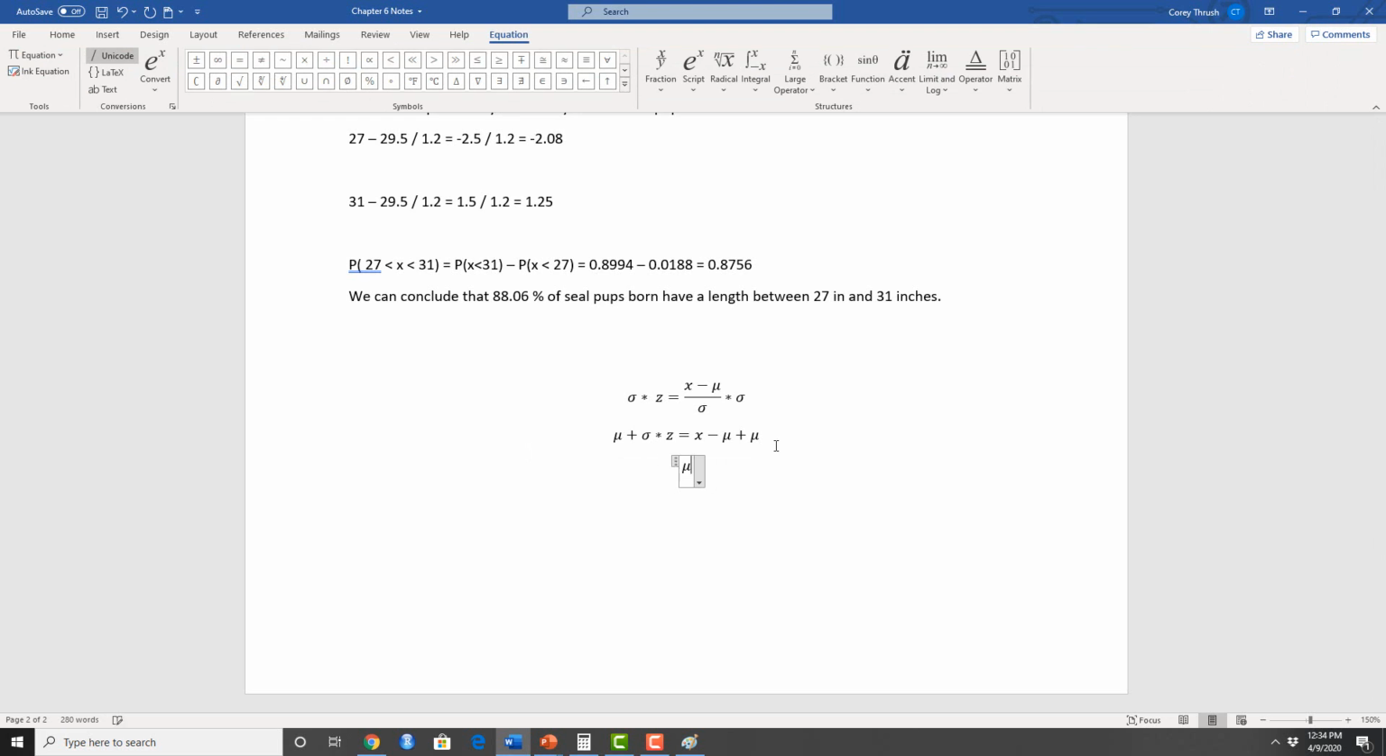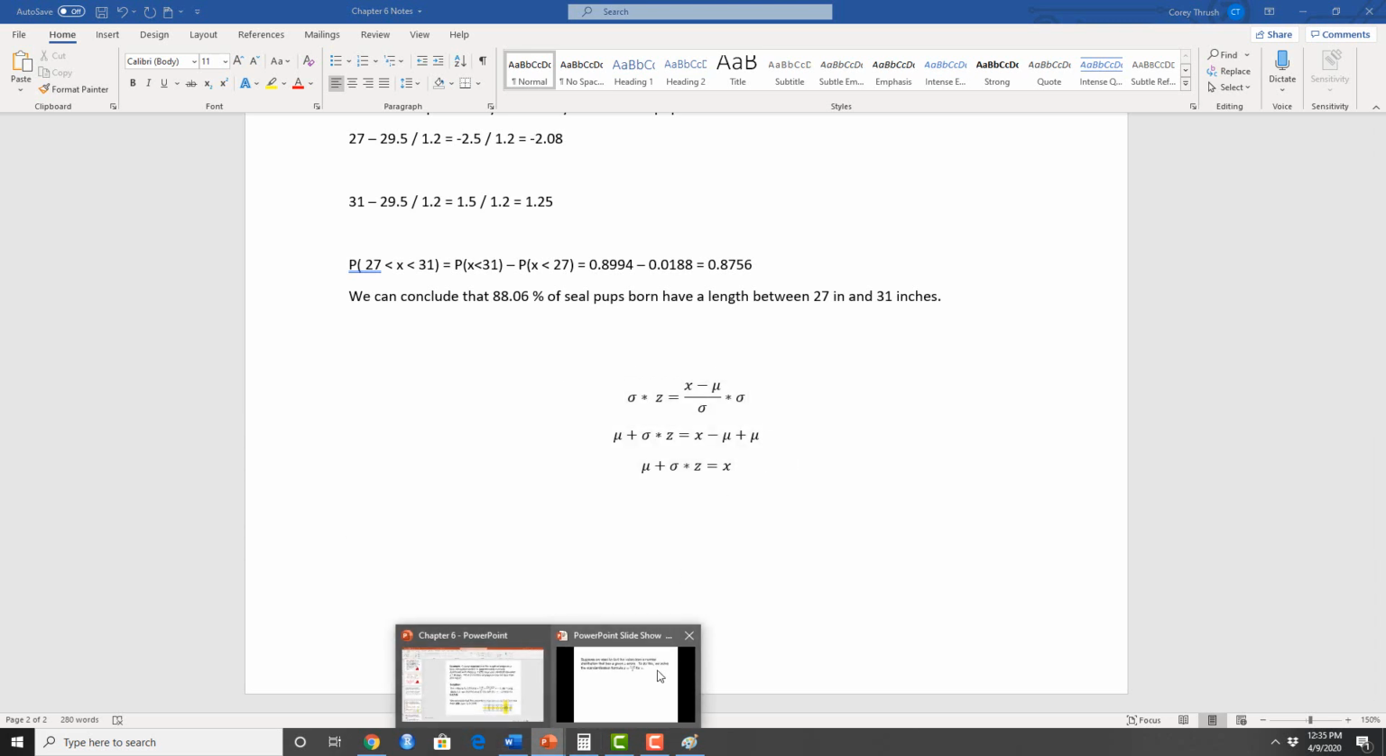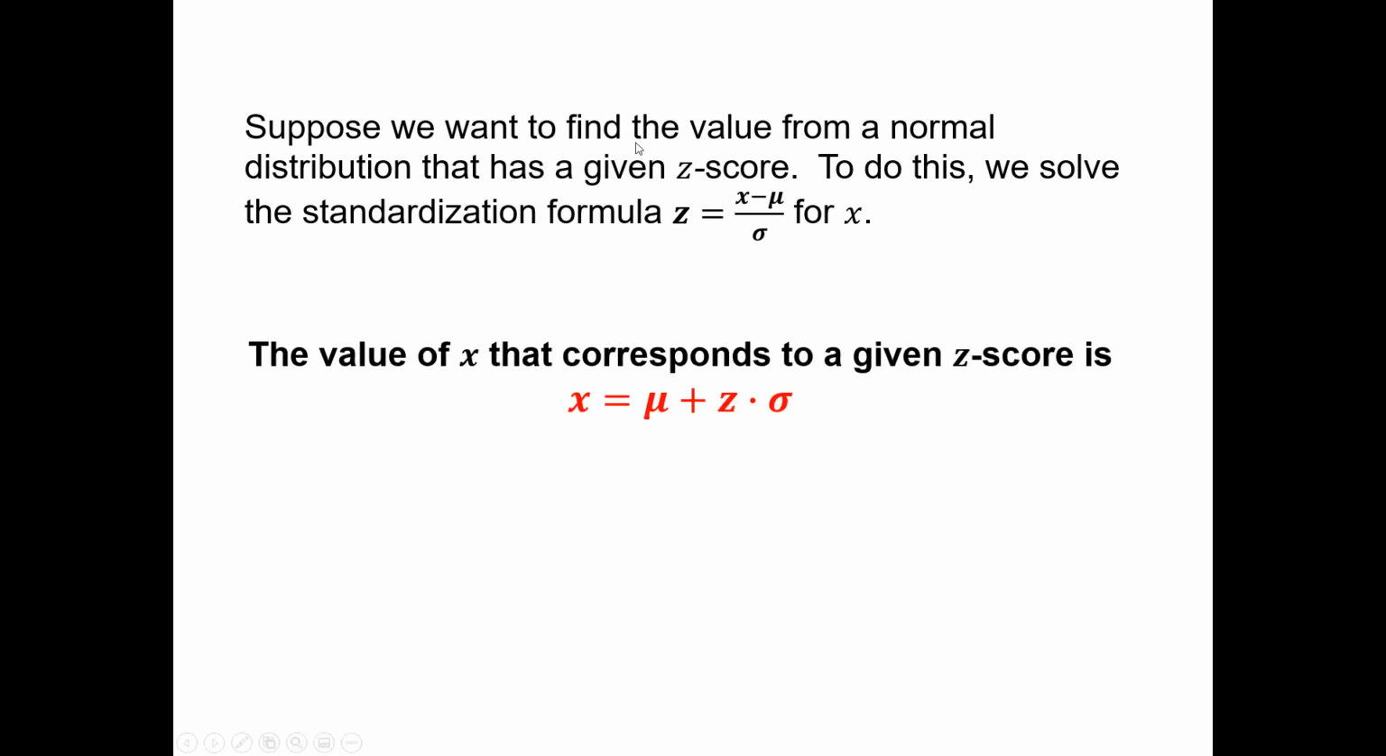mu plus, now remember, according to, please excuse my dear Aunt Sally, PEMDAS, that the multiplication goes first. So sigma times z equals x. So that's how we manipulate the z-score formula into solving for x. And if you have any questions about that, come talk to me during office hours or during class. So that's the same exact formula that we got.